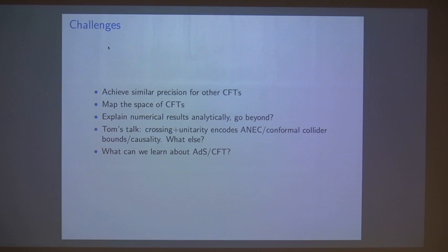One of the types of information that the crossing symmetry together with unitarity encodes is the average null energy condition that Tom talked about earlier. And that was one of the main themes of his talk, that the ANEC is really a consequence of unitarity. And so we could ask, what else? Are there any other simple conditions that are generally applicable that are encoded in these constraints? And for example, what can we learn about AdS/CFT? So those are some of the main challenges in this field.